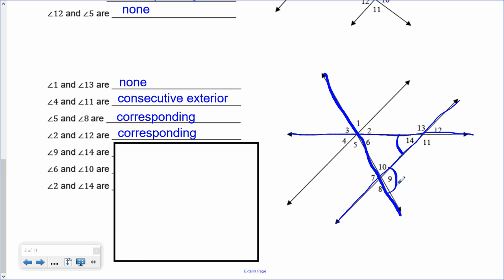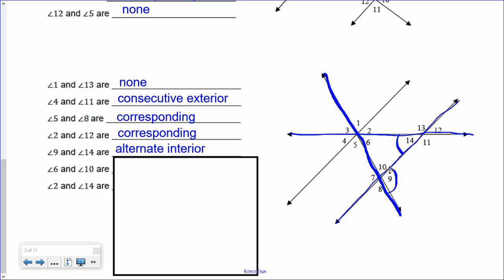And then this was our transversal from before. Notice how they're diagonal from each other. They're on opposite sides of the transversal. So if they're on the inside and they're on opposite sides of the transversal, that makes them alternate interior. They're interior and they're alternate. But we always put the interior, exterior last in the definition.